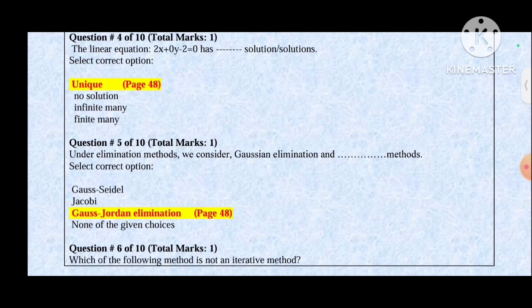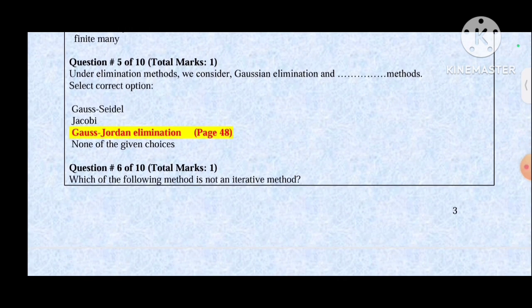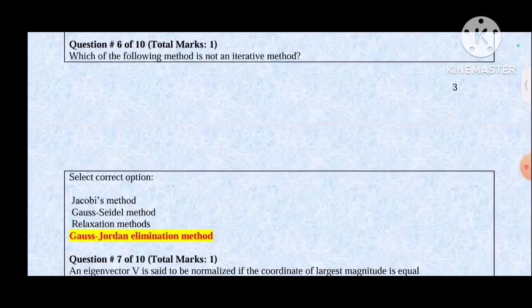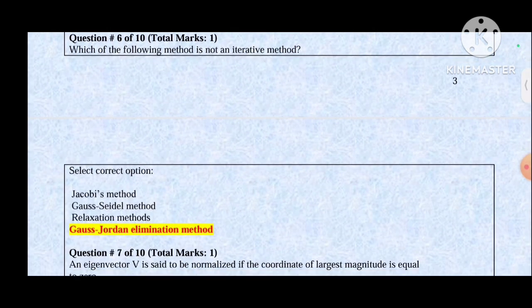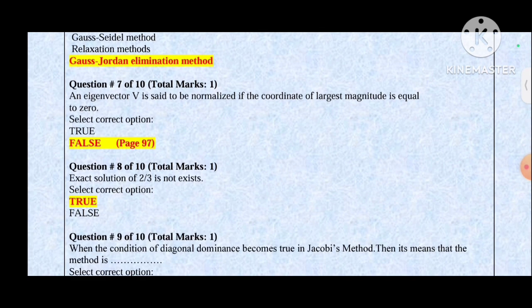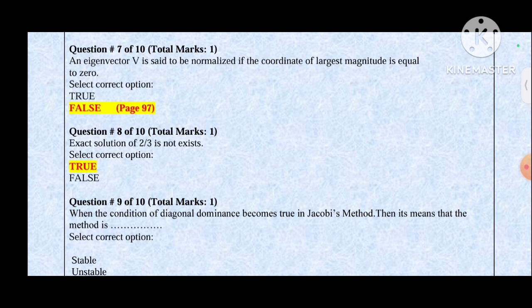Under elimination method, we consider Gaussian elimination and Gauss-Jordan elimination method. Which of the following methods is not an iterative method? Gauss-Jordan elimination method. An eigenvector V is said to be normalized if the coordinate of largest magnitude is equal to 0. False. Exact solution of 2 by 3 does not exist.